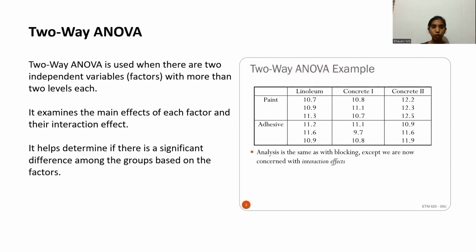Two-way ANOVA. Two-way ANOVA is used when there are two independent variables with more than two levels each. It examines the main effects of each factor and their interaction effect. It helps determine if there is a significant difference among the groups based on the factors.